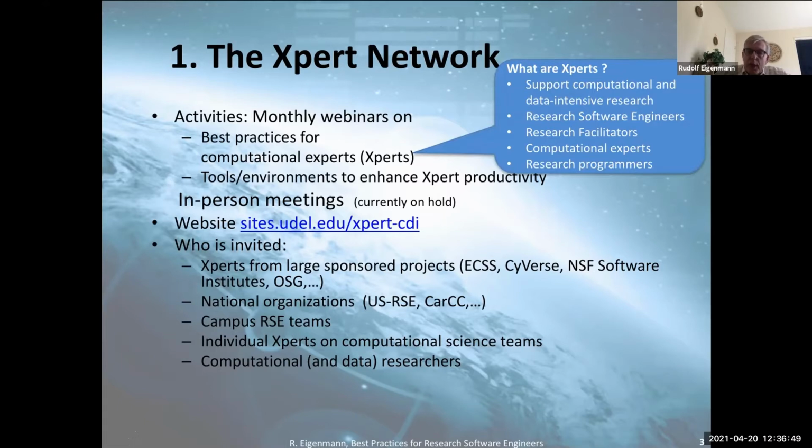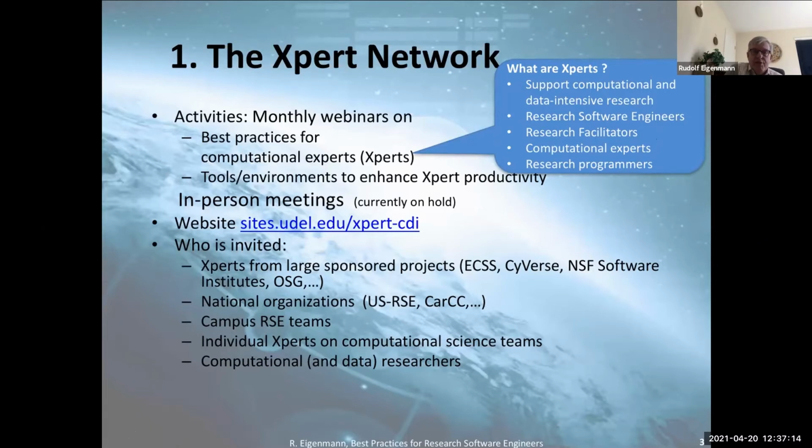in developing, running, optimizing their computational applications. You've seen other terms, research software engineer, so that's what I've used in the title. Sometimes we hear research facilitators, computational experts, research programmers. You could argue about differences in these terms, but essentially that's what I mean by the term expert. So we want to, for these folks, we want to develop best practices.